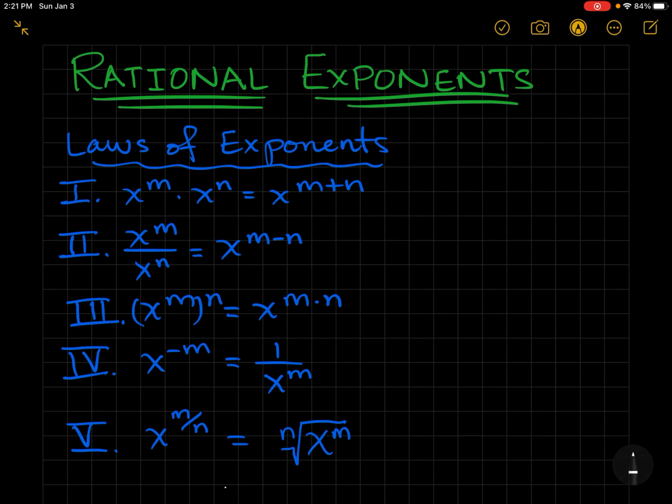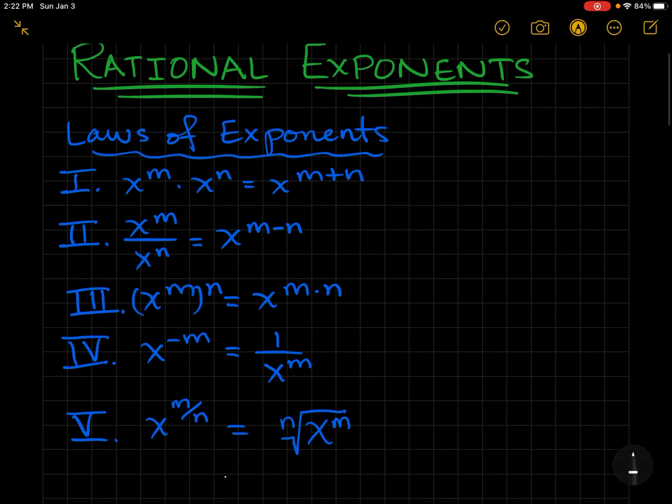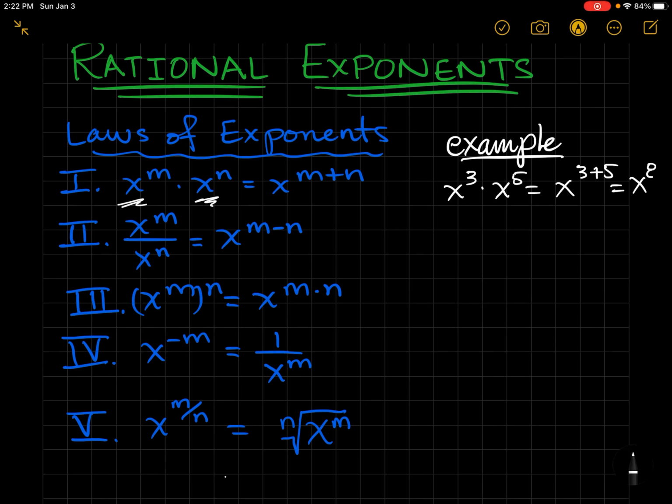Anyway, laws of exponents. Let's start with some old ones, and I'd like to give you an example to show you that you already know most of this stuff. Here, if we have x to the m times x to the n, you add exponents. And I say whenever they have their own base, that's when you know to add. For example, you have something like that, you just say 3 plus 5, and you'd get x to the 8th.